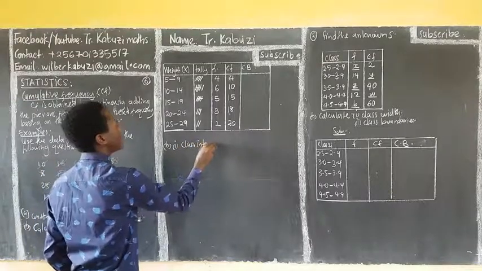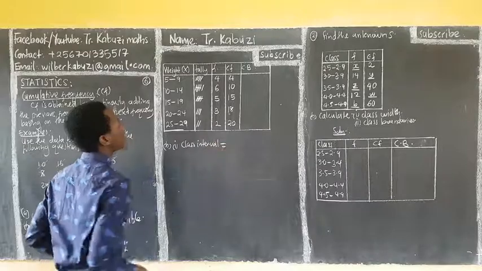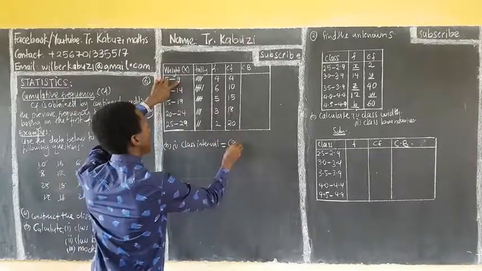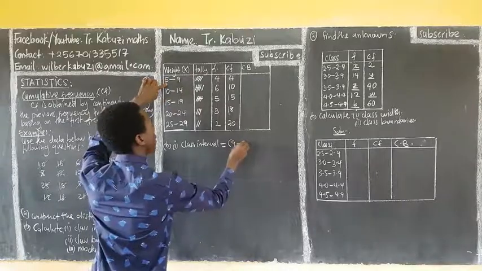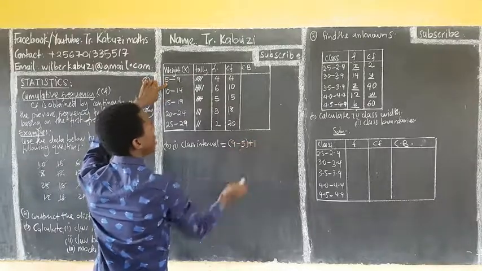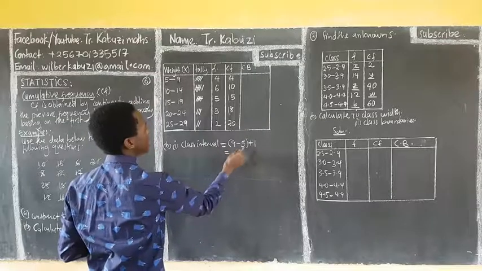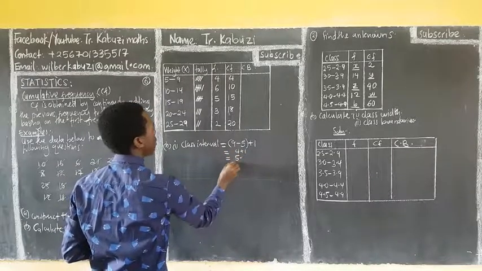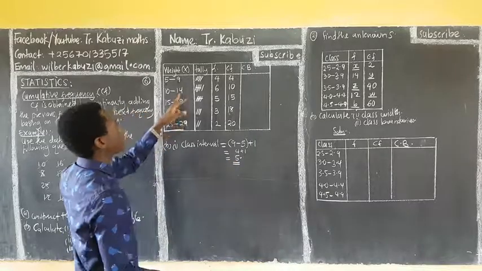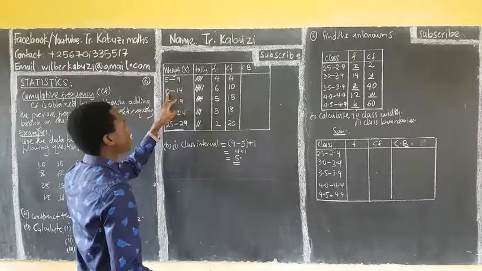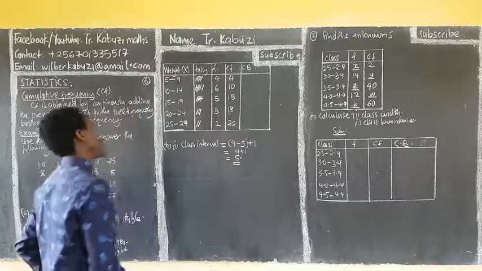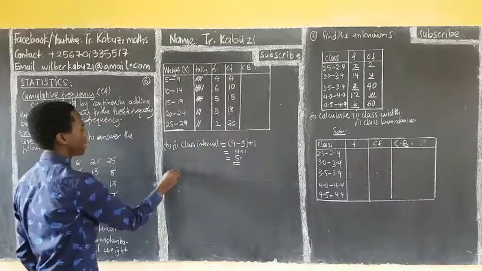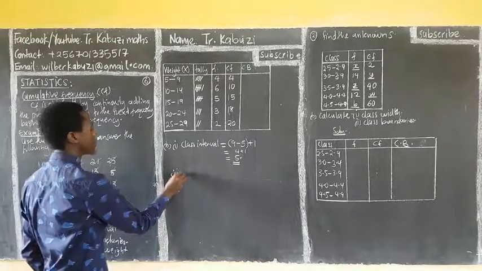Class interval, we already say it's going to be now the 9 minus the lower 5, then plus 1, which is going to be 4 plus 1, which is going to be a 5. It's the same as even if you say 14 minus 10, then we always add 1.